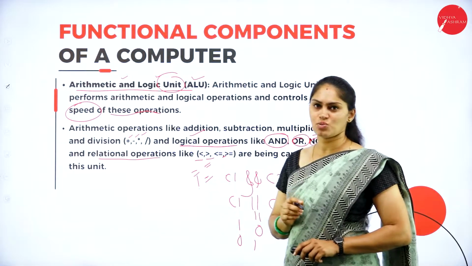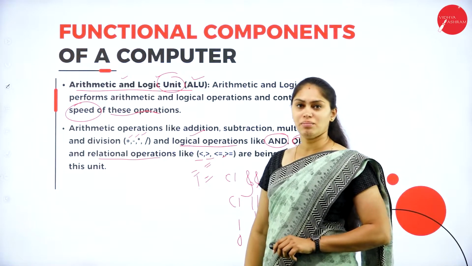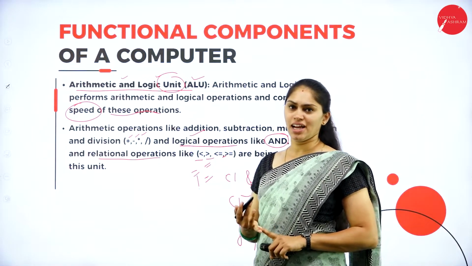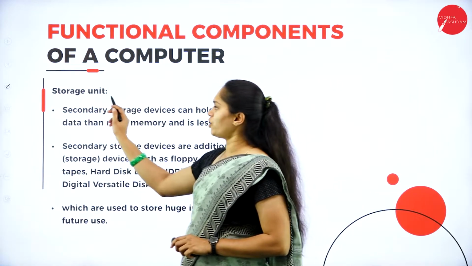Then we are calling that unit as what? ALU. Fine. This is all regarding the different major components of the CPU. So we got to know regarding input and CPU. Then what are we left with? We have a storage unit.